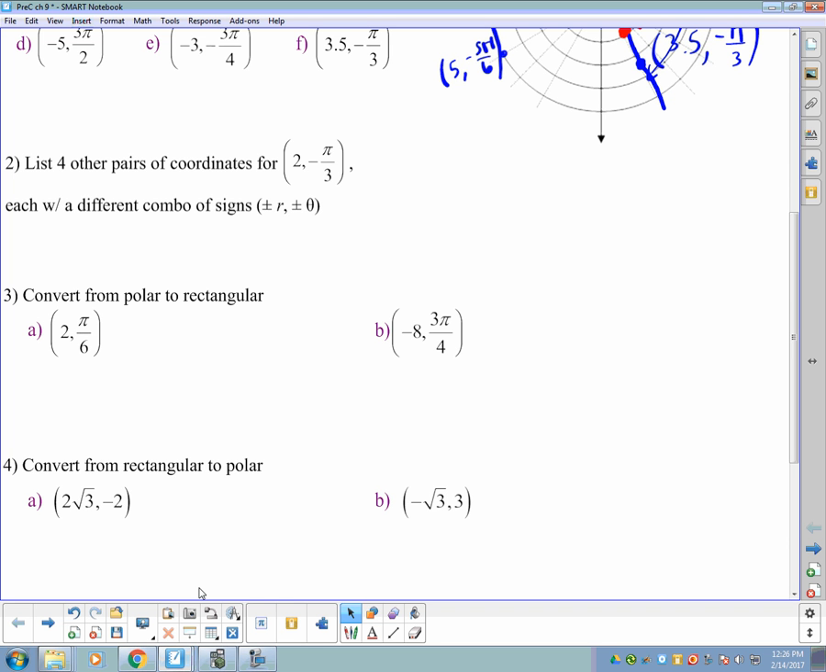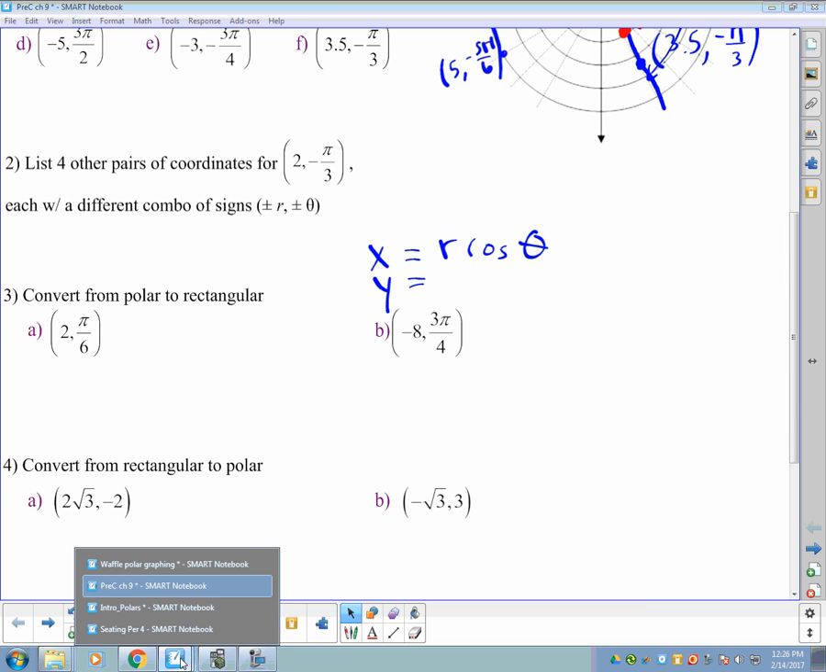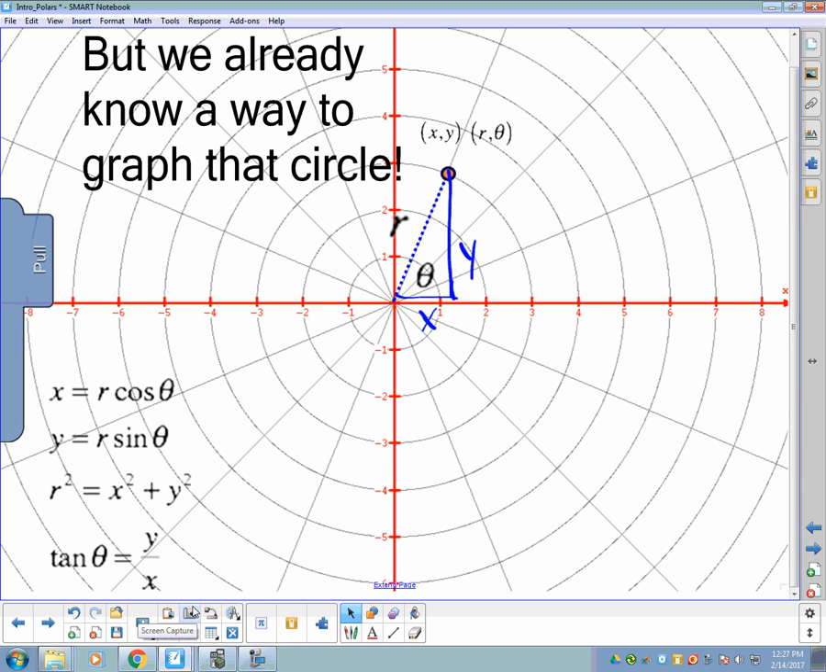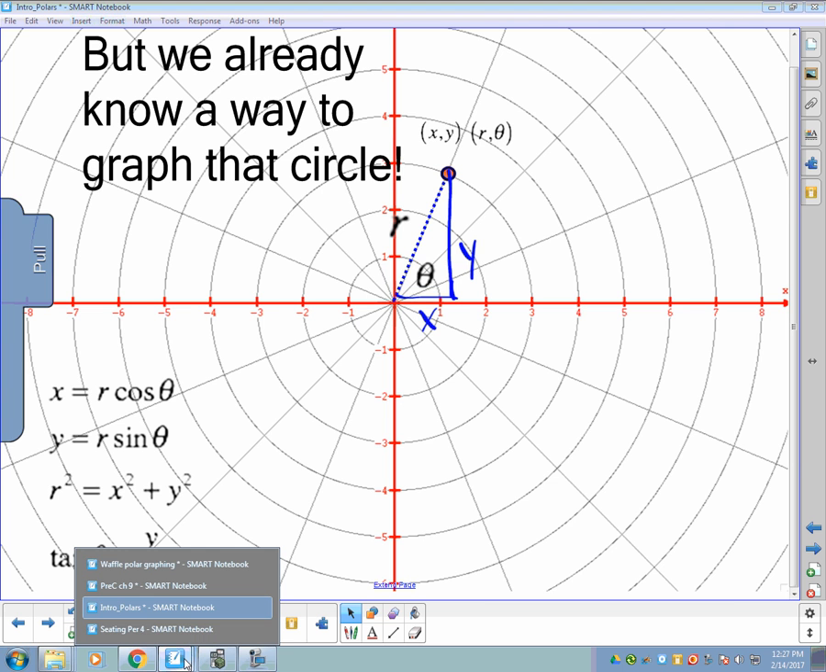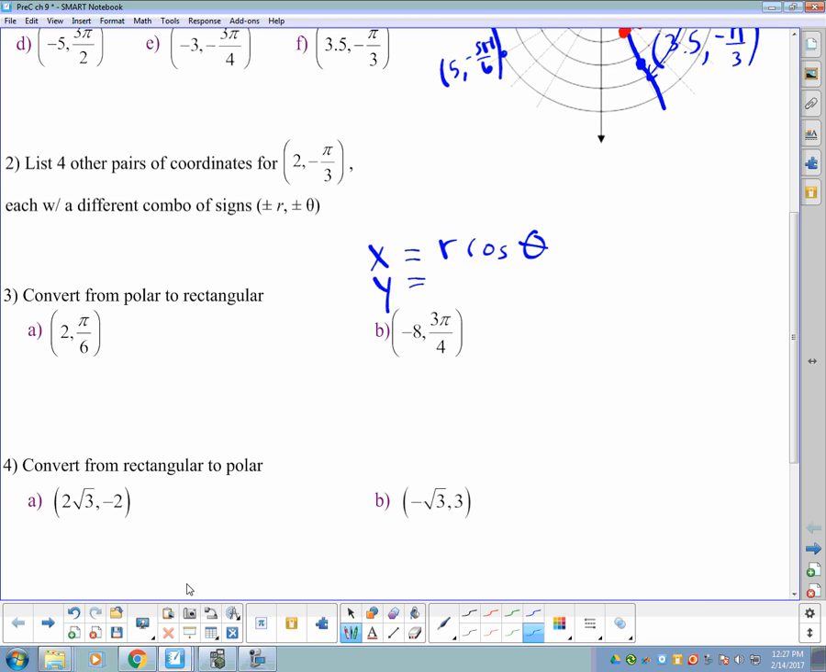Right, so if it says on number 3 to convert from polar to rectangular, the relationships we're going to use would be x equals r cosine theta, and y equals, going back to our picture here, r sine theta is the y coordinate, which we've seen before. So let's go ahead and see if we can convert these. It's just a matter of plugging in.